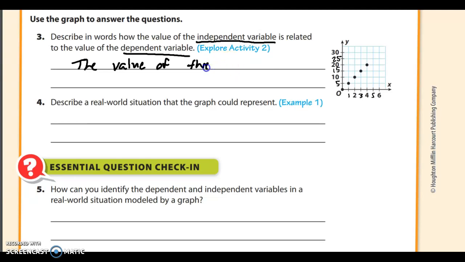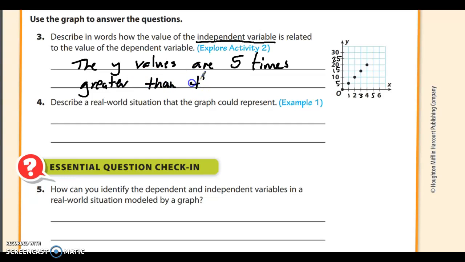I'm sorry that I'm erasing, but I have a better way to write this. The y values are 5 times greater than the x values. Now that is not the only way to word that. You could have written something like, as you increase the x values by 1, you increase the y values by 5. But this is kind of just an efficient way of writing it. The y values are 5 times greater than the x values.